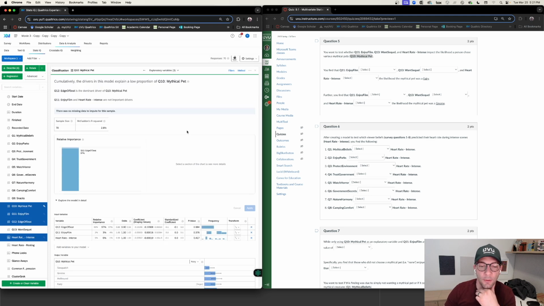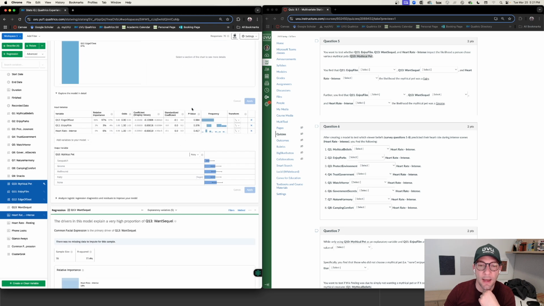Wait for it to load. Okay, now it's going to show me the odds that each of these predict that they chose a fairy. Okay, in my case, they're not significant. None of these statistically predict whether they choose a fairy.